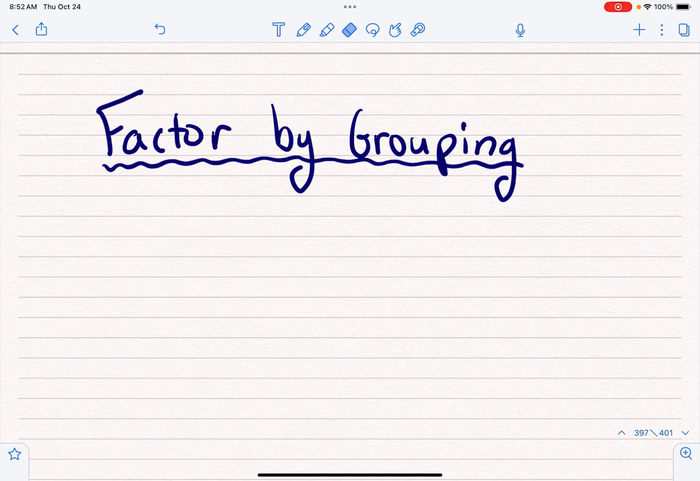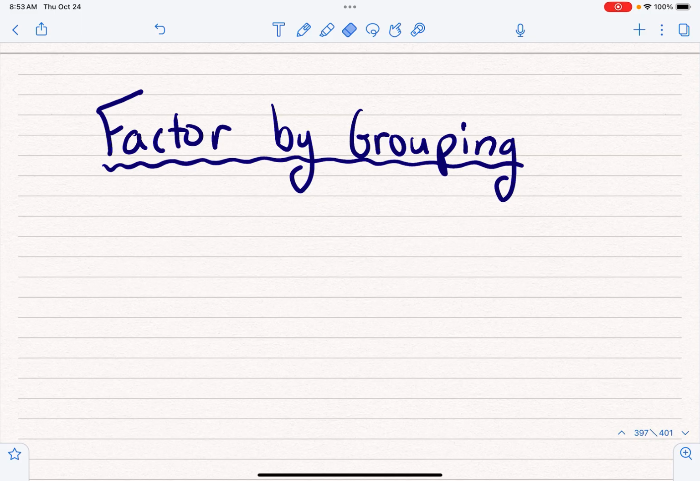Hello everybody, today we're going to talk about factor by grouping. And we're specifically going to use factor by grouping when it comes to quadratics, trinomials, three terms that are a quadratic. And so you probably have seen before a method that is maybe a little bit easier for factoring quadratics.